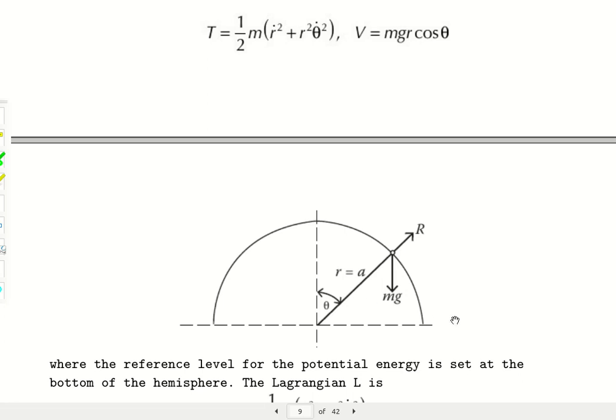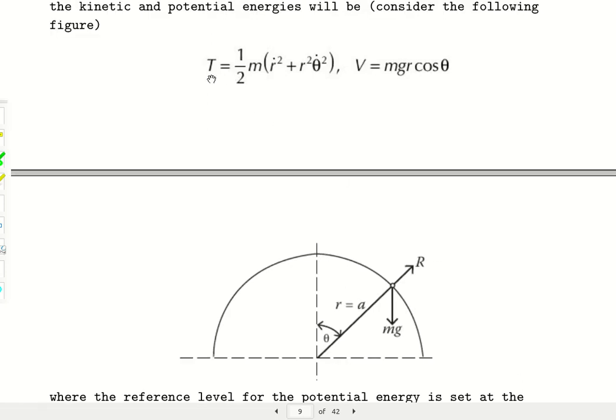Theta is our generalized coordinate, because the motion is 2D. Motion is 2D, but there is a constraint that the radius r is equal to a; the particle cannot have a greater distance than a. If you solve this equation in polar coordinates, then you can simply write that the kinetic energy is half mv square.